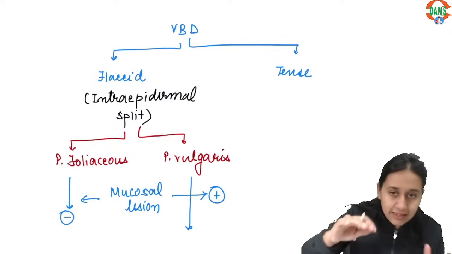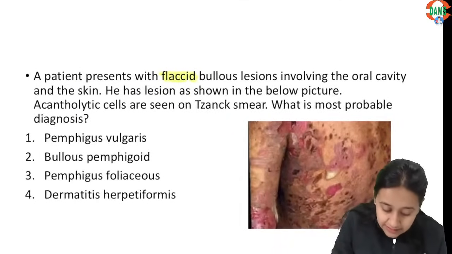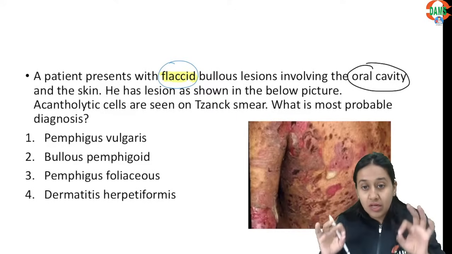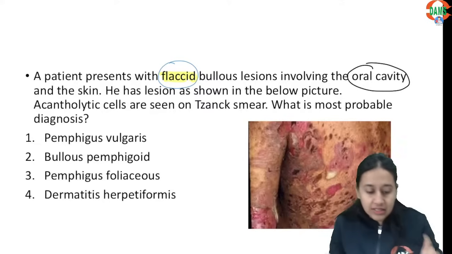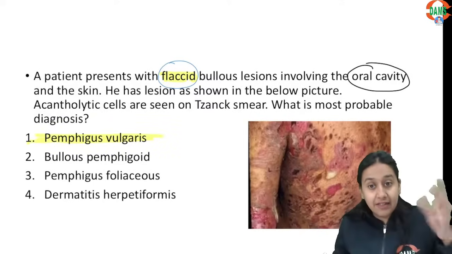If I take you back to my question, the question was a patient with flaccid bulla and there is associated oral cavity lesion. So now you know flaccid means intraepidermal, with mucosal lesion. The answer automatically becomes pemphigus vulgaris.